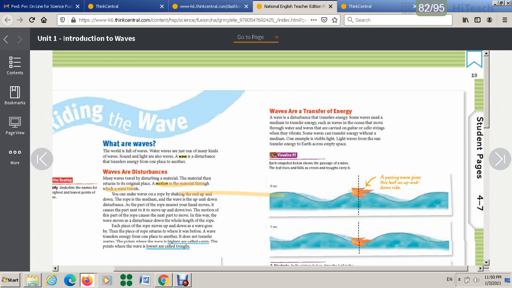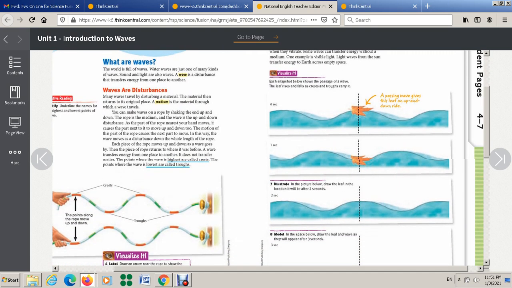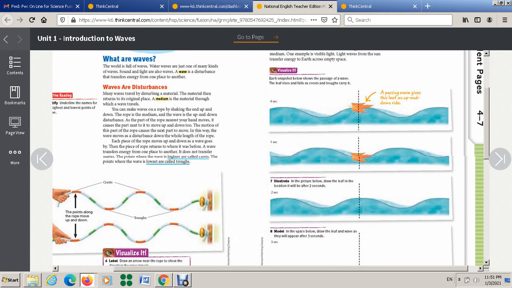Okay, we can make an example of what the wave is and how to make waves, by looking at this figure in your book. Use a rope like this and tie the rope to the handle of the door, and you start to move this rope up and down, up and down. By doing this, the rope is the medium. The rope represents the medium.